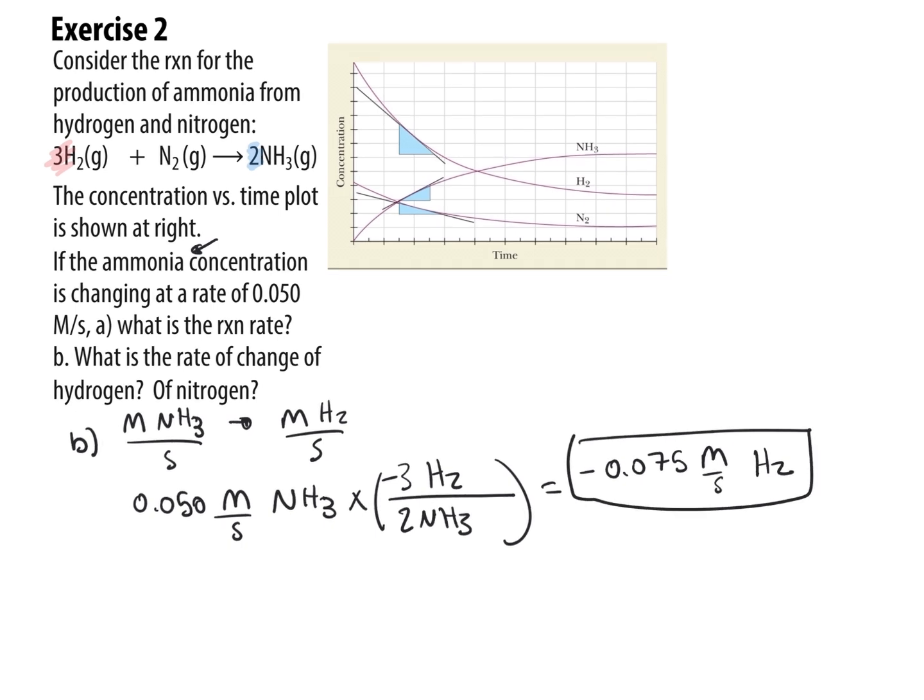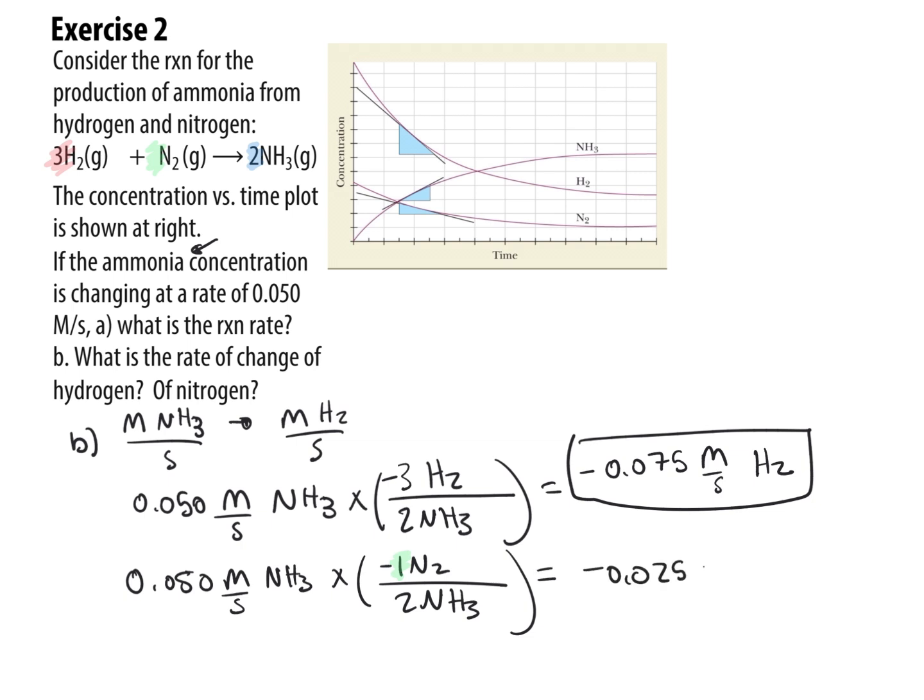Same thing for the rate of change of nitrogen. In that case, I can start with my 0.050 molar per second of NH3 and multiply by, again, using my trick, -1 N2 over 2 NH3. The 1 comes from the fact that the coefficient here in the balanced chemical equation is just 1. The negative comes from the fact that N2 is a reactant. So that's going to give me -0.025 molar per second of N2.